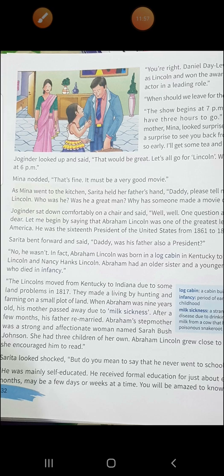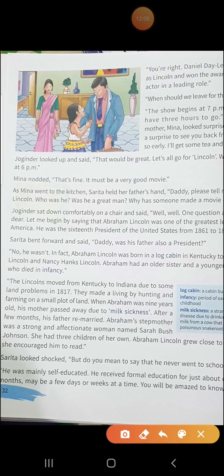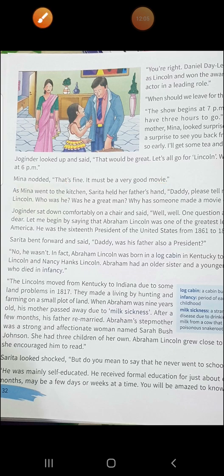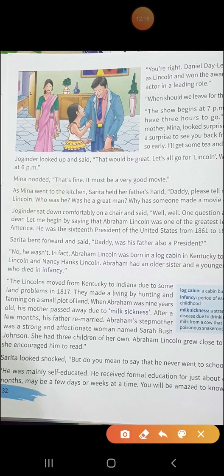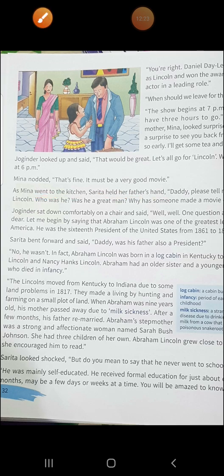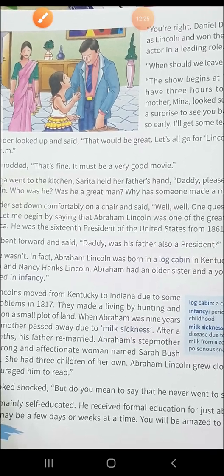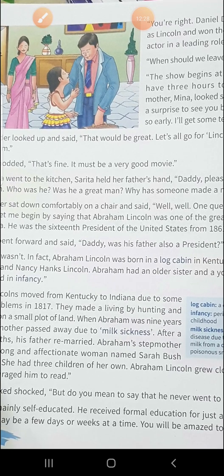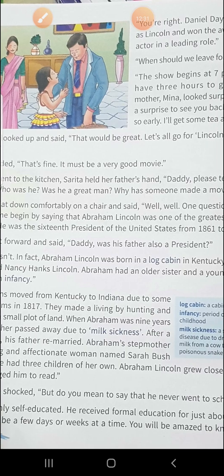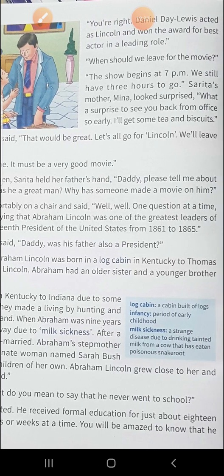Till here everything is clear? Now let's read here. Meena nodded. That's fine. It must be a very good movie. And Meena also said that okay, the time is fine. We all will go together and I know that is going to be a very good movie. Which movie? Lincoln. Now see here, as Meena went to the kitchen, Sarita held her father's hand. Why did Meena go to the kitchen? To get some refreshment for Joginder. Then Sarita held her father's hand.